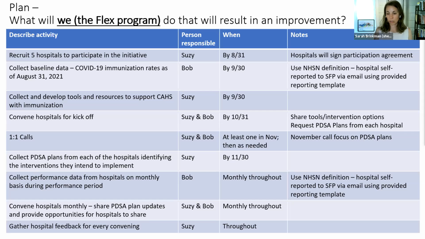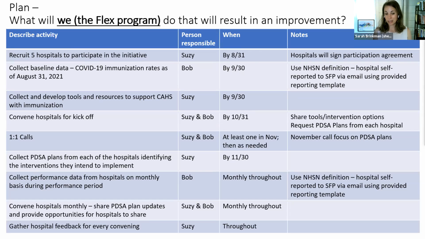So those one-to-one calls in November would focus on the PDSA plans. We're going to collect those plans from the hospitals and understand what interventions they intend to implement in order to drive up their immunization rates. We're going to collect performance data from the hospitals on a monthly basis during the performance period.